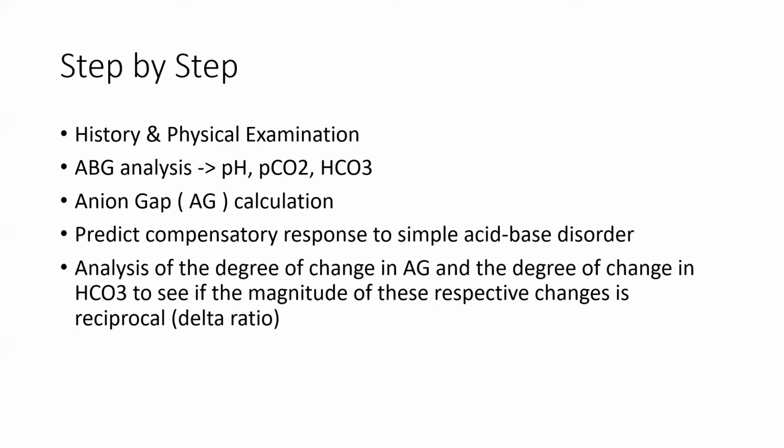Step by step, to interpret a blood gas, of course, you must see the history and the physical examination of the patient. Then you do an ABG analysis, which focuses on your pH, PCO2, and bicarb. Then you have to calculate your anion gap. Based on these 3, you can predict the patient's compensatory response to a simple acid-base disorder. At a higher level, we can analyze the degree of change in the anion gap and the degree of change in the bicarb to see whether it's a reciprocal change. That means whether the compensatory mechanism is sufficient or the patient actually has a mixed acid-base disorder.